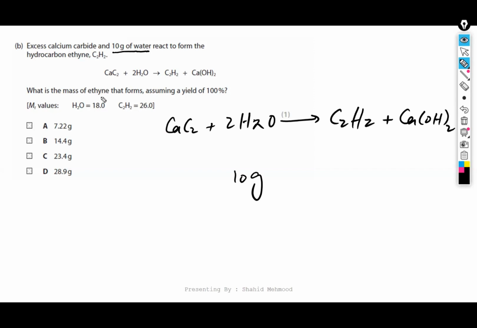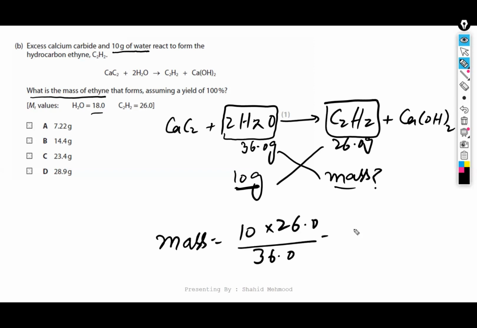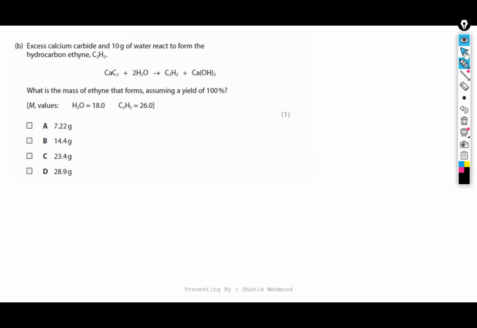Now, what is the mass of ethyne that forms? So ethyne is here. We will write in front of 10 gram the mass of ethyne produced from this 10 gram of water. Now, you have to keep in mind that if it is mass, you have to write the mass of this. The mass of one H2O is 18, but this is 2 H2O, so it will be double, 36 gram. This is also mass, so we have to write the mass of C2H2, which is 26.0. Then cross multiply, so 10 times 26.0 divided by 36, and our answer will be 7.22 grams, so option A.